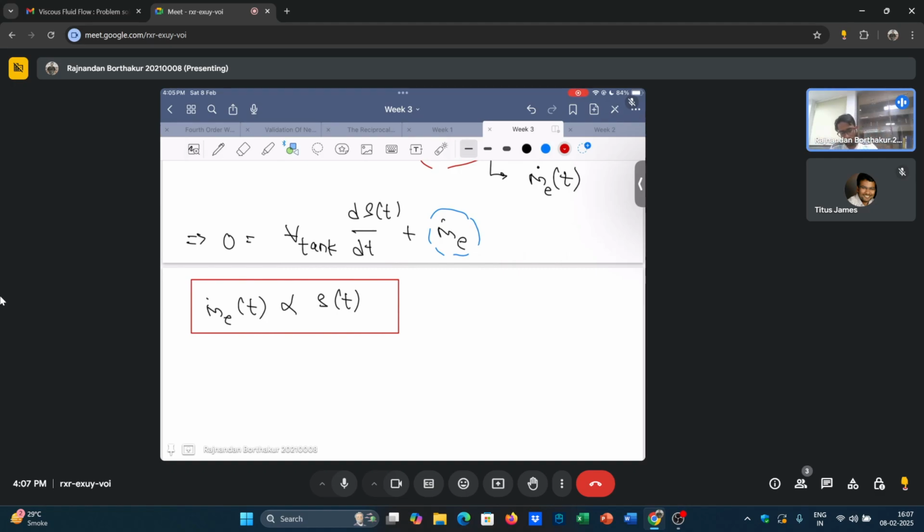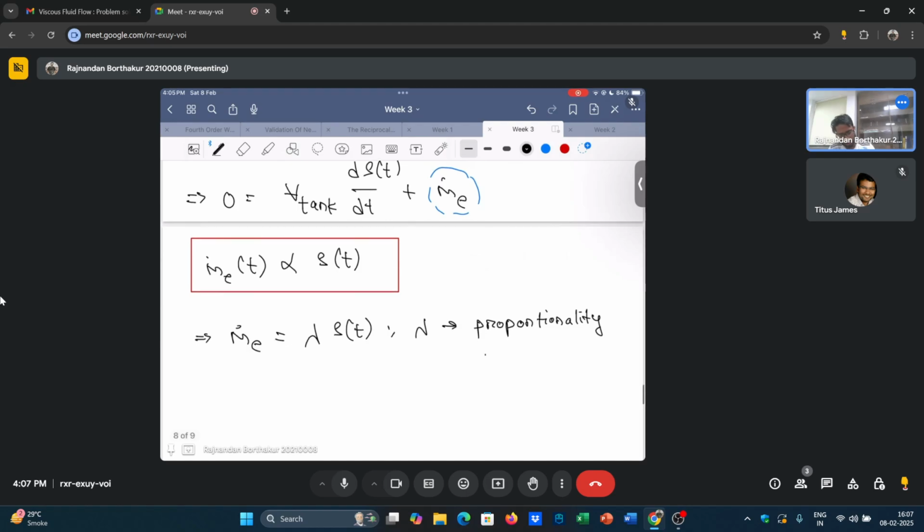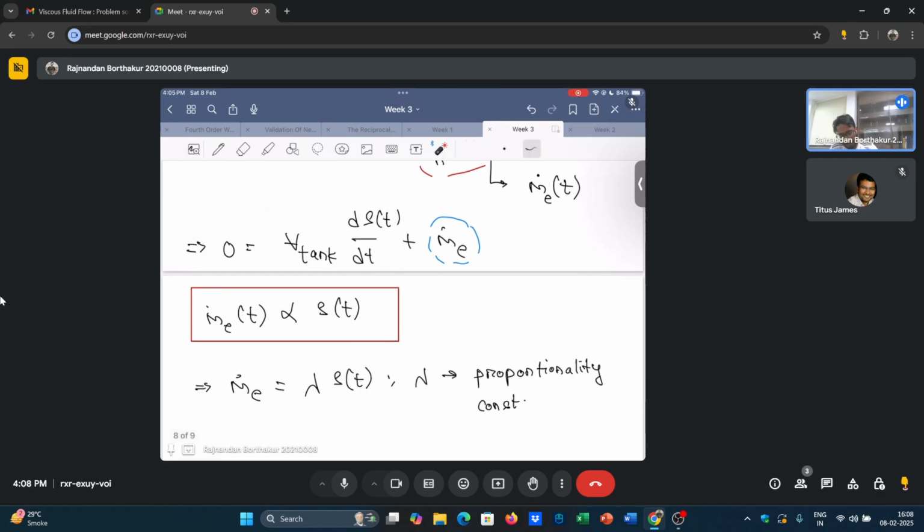That's it. So once you consider this, in order to remove the proportionality sign, you can just say that your m dot e, that is your exit mass flow rate, is some lambda times rho of t, where lambda is just the proportionality constant. All right, so that's it. We will just substitute this here. But remember, we also need to calculate lambda, but we will see how.